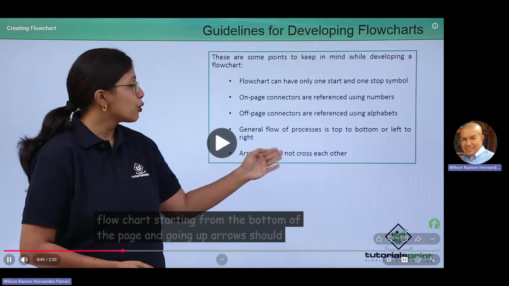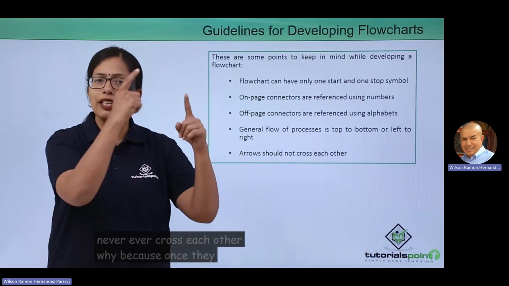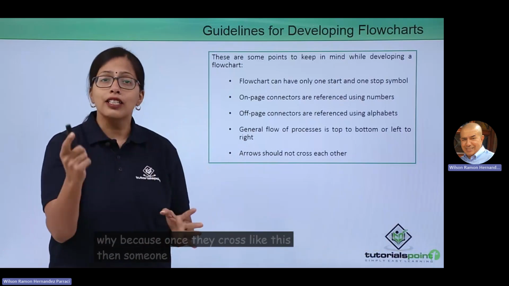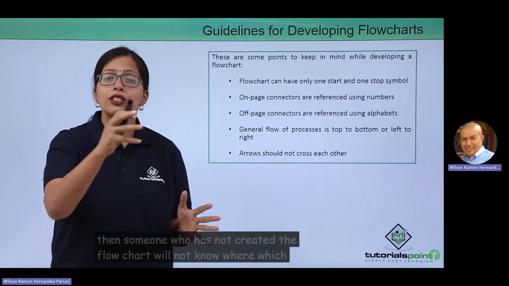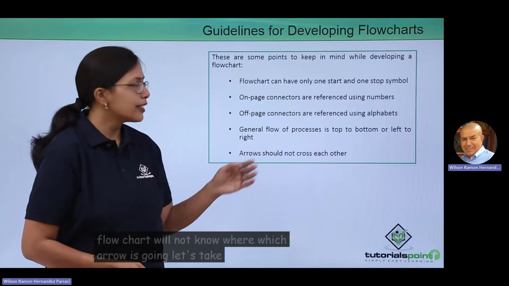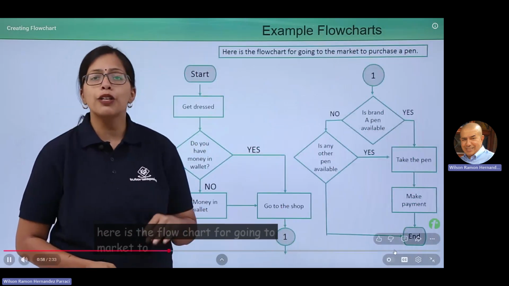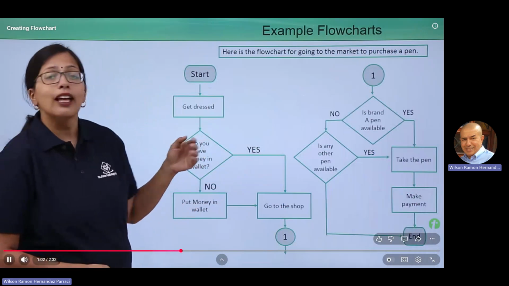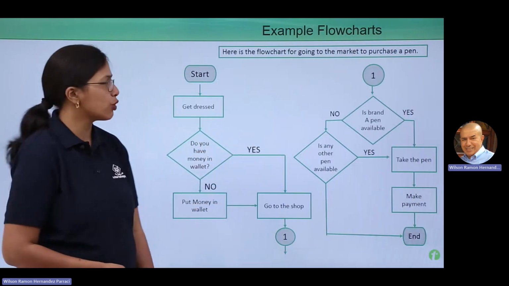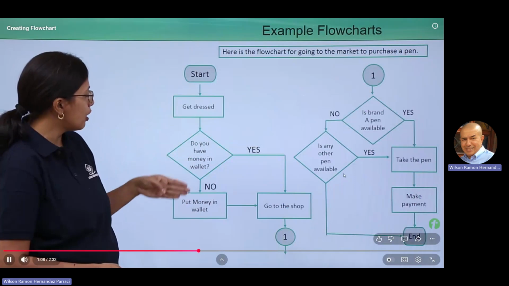Keep going. Arrows should never ever cross each other. Why? Because once they cross like this, someone who has not created the flowchart will not know where which arrow is going. Let's take an example. Here is the flowchart for going to market to purchase a pen. In our previous video, we had written an algorithm for creating this flowchart. So you can see here: start, get dressed. Do you have money in your wallet?